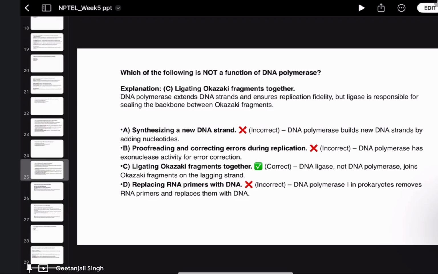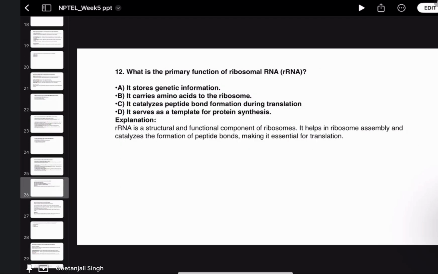Let's move on to the next question. Which is the primary function of rRNA? A. It stores genetic information. B. It carries amino acids to the ribosome. C. It catalyzes peptide bond formation during translation. Or D. It serves as a template for protein synthesis.